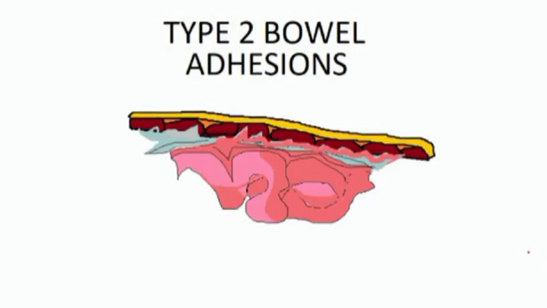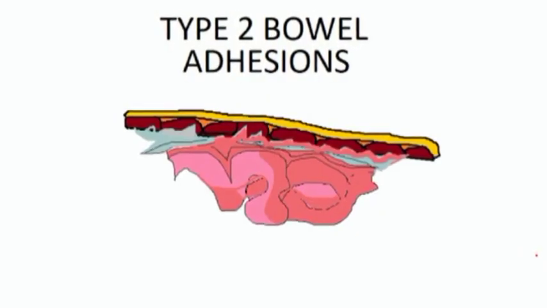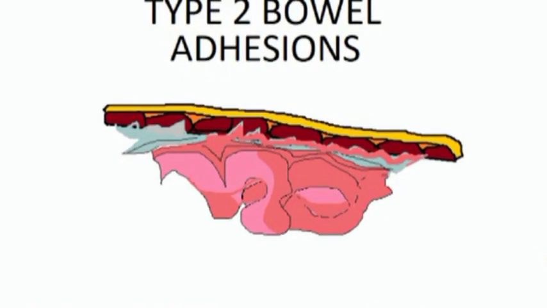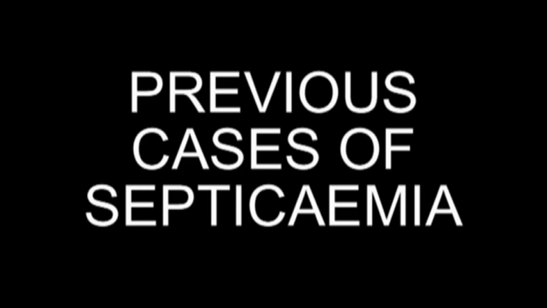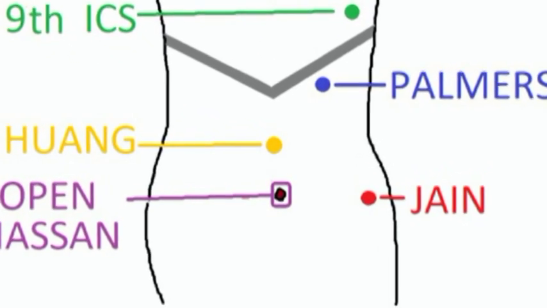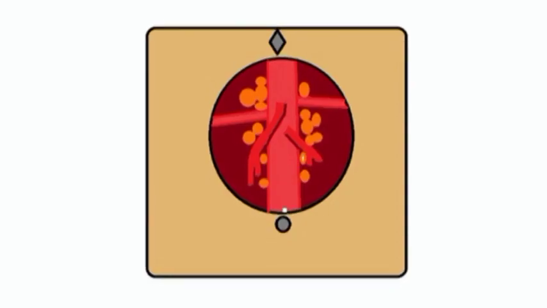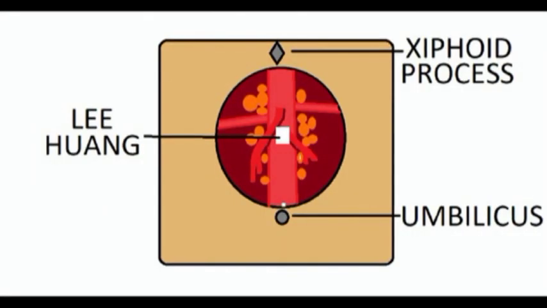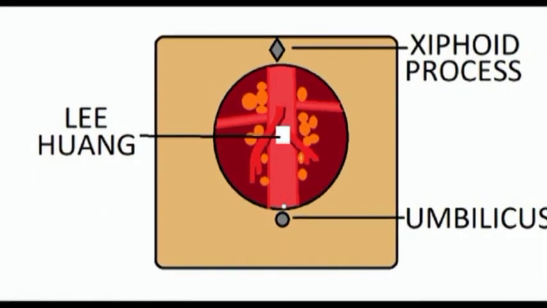Even in patients with no previous surgeries, entry through Palmer's point becomes challenging in type 2A adhesions, when bowel is inseparably stuck to anterior abdominal wall, almost like making a second layer of peritoneum, as in the cases of Koch's abdomen and in previous septicemia. To overcome these limitations, a few non-umbilical entry ports were designed. One of them is Lee Huang point. Lee Huang point was designed chiefly for para-aortic lymph node dissection. It is midway between xiphoid process and umbilicus.